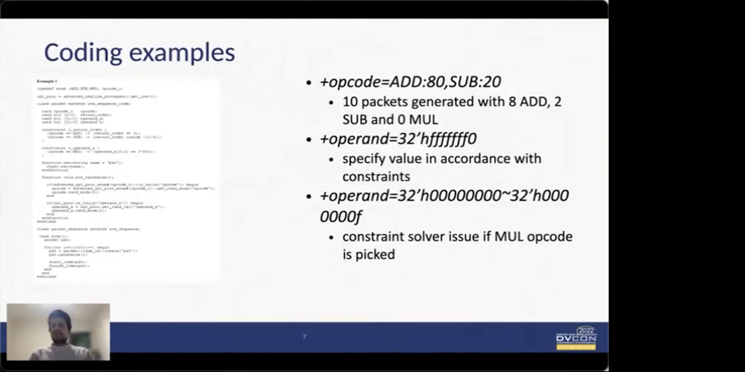which I spoke about. This is where the hexadecimal support kicks in. Now, if you look at it over here, for the operand, the bottom 3 bits have to be 0. And we have specified the value in accordance with those constraints, so it should solve properly.